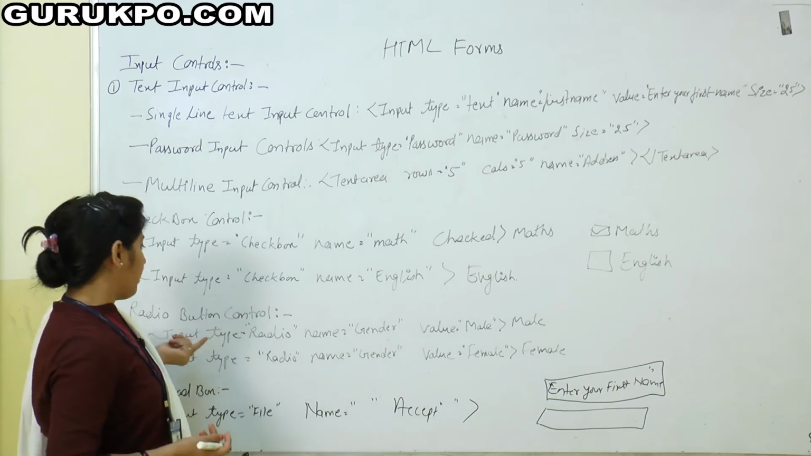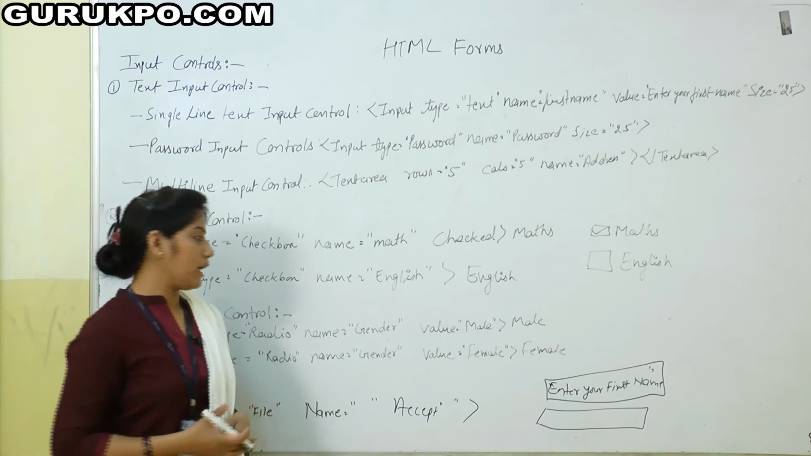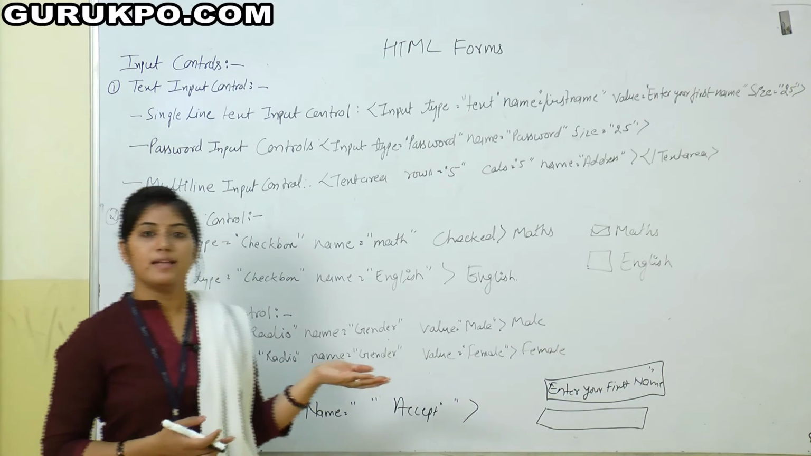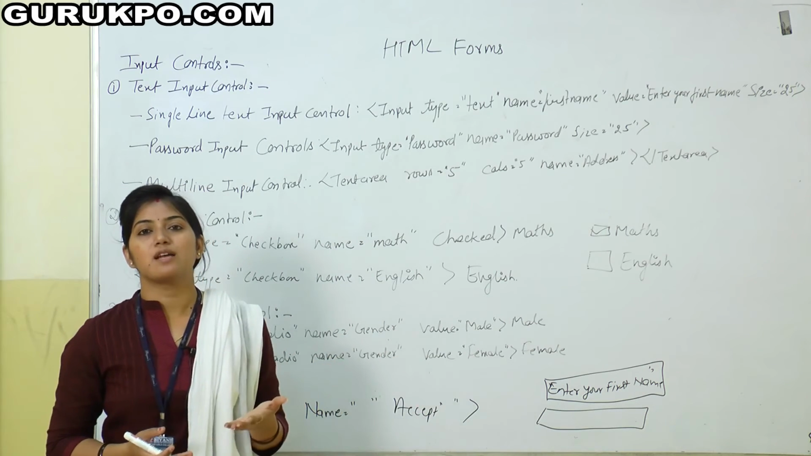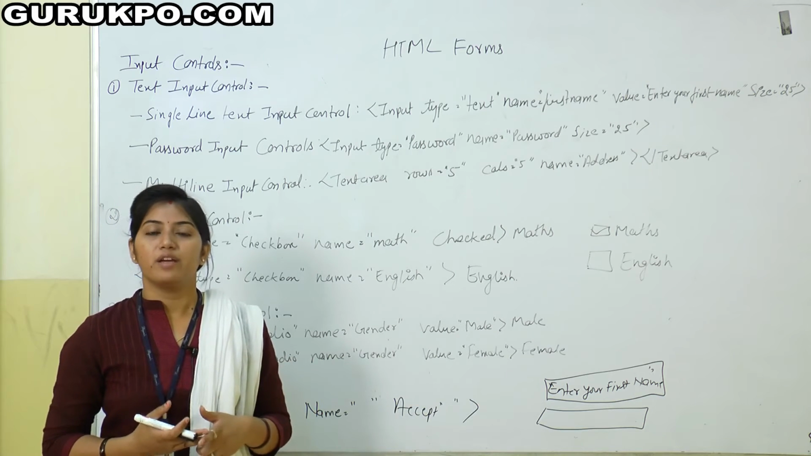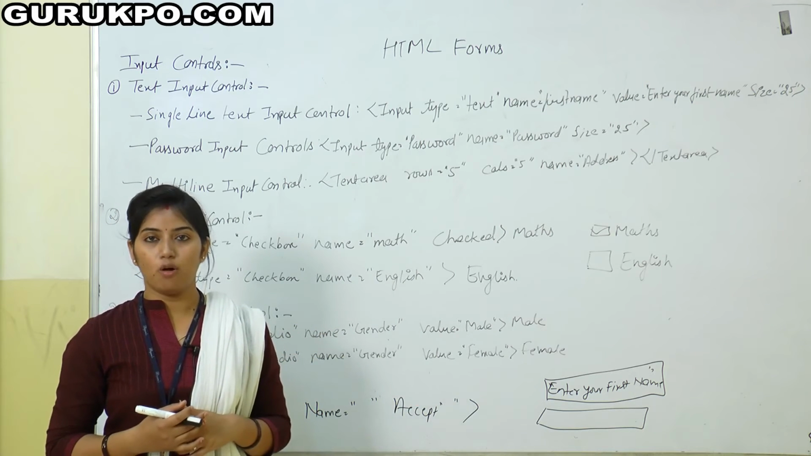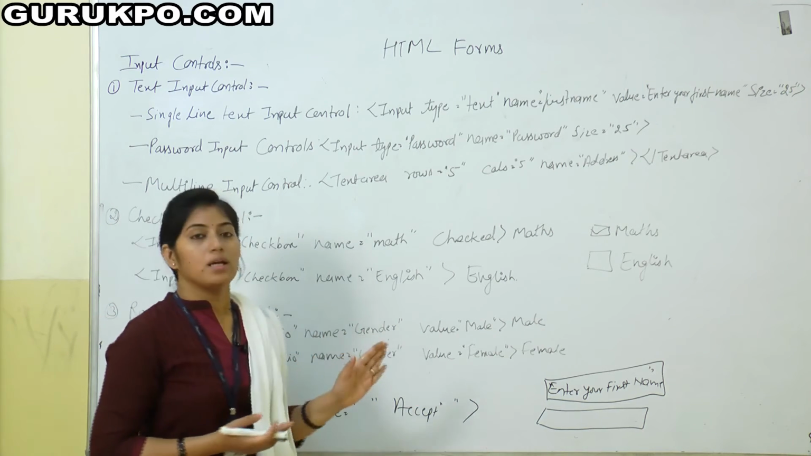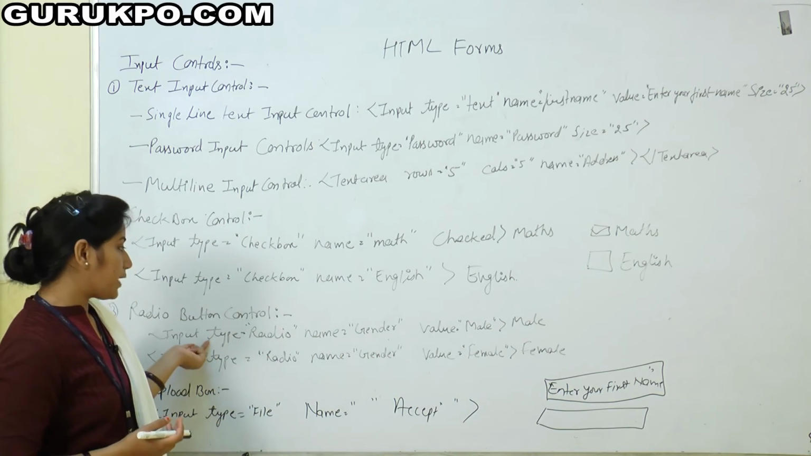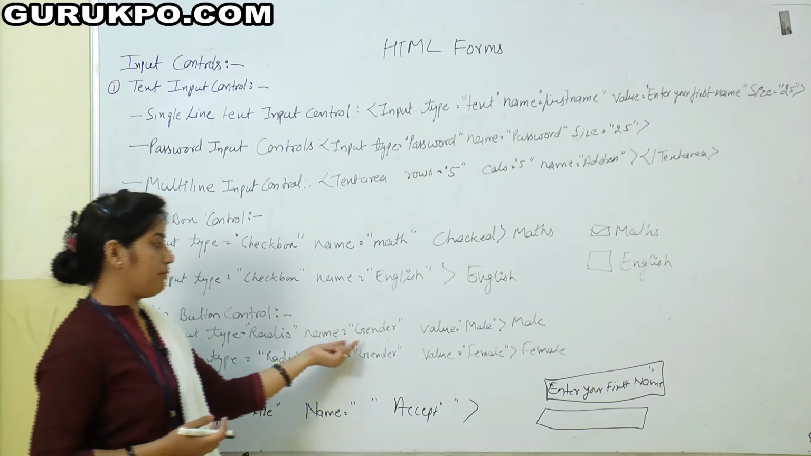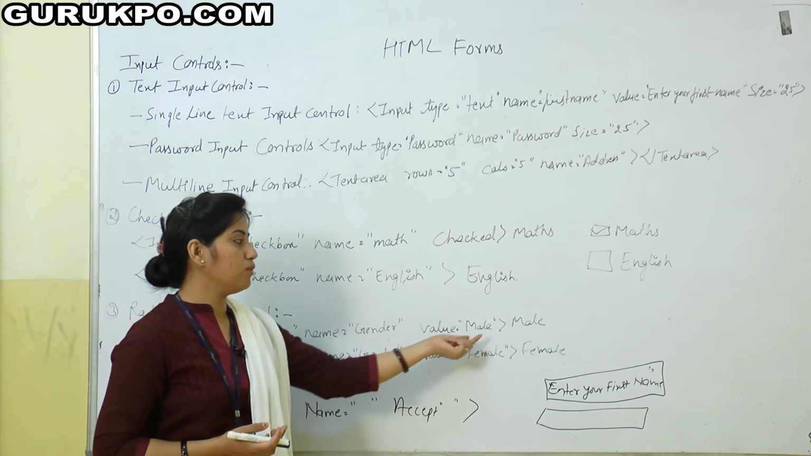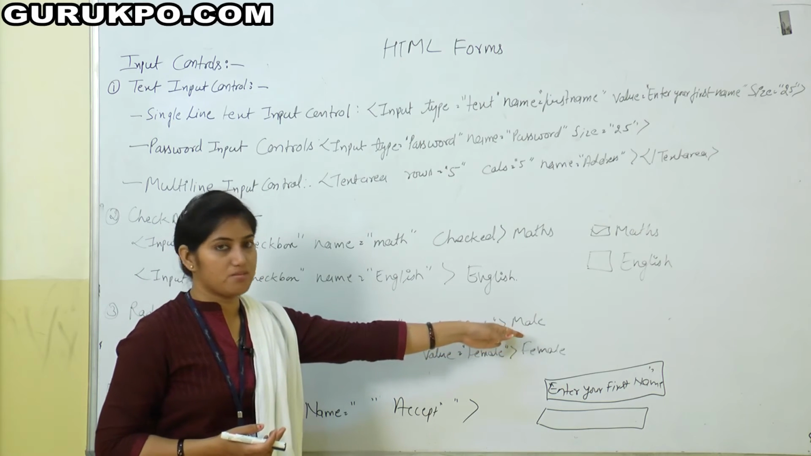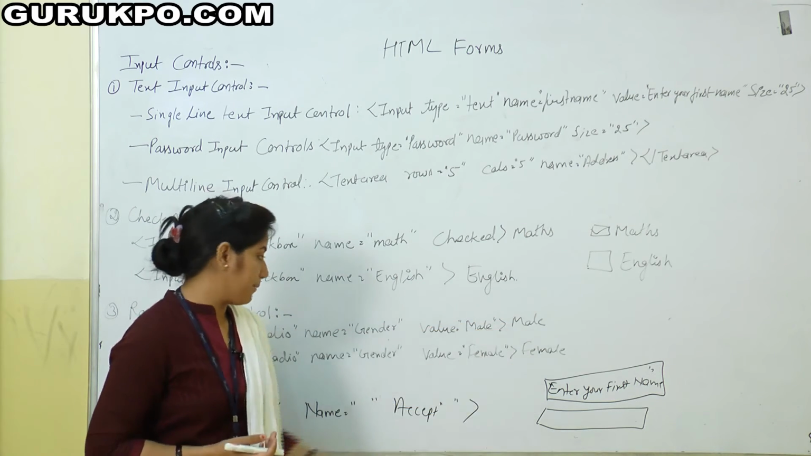Next one is the radio button control. The radio button control is used like a checkbox. Multiple values are there, but the difference is that we can select only one value among all these values. So we use the radio button. Input type radio, name gender, value male, and after that the text male which we want to display.